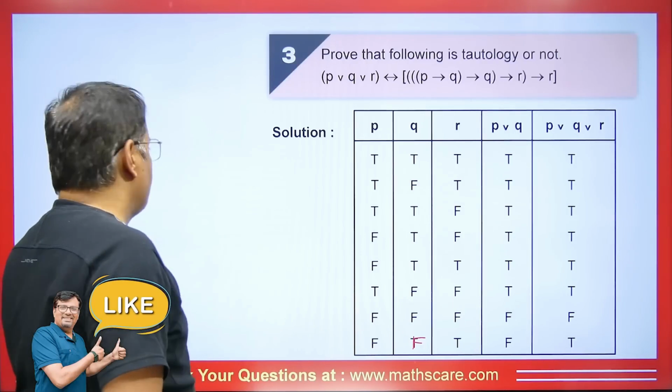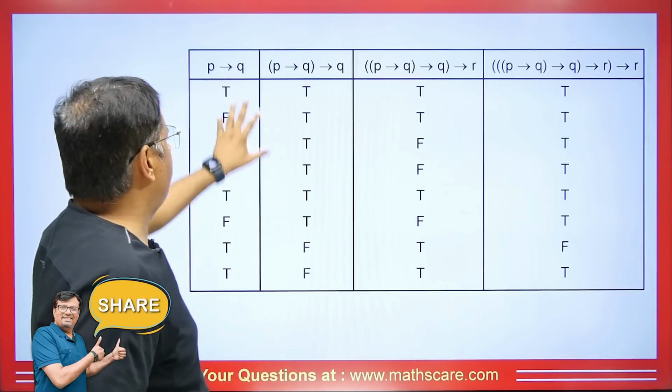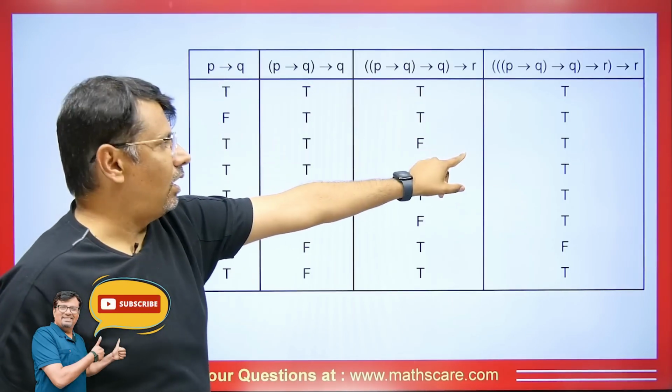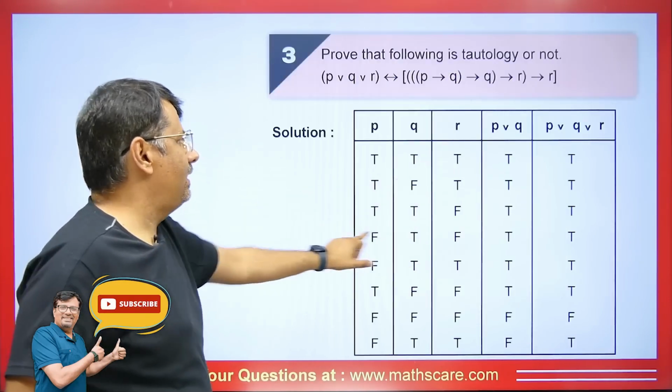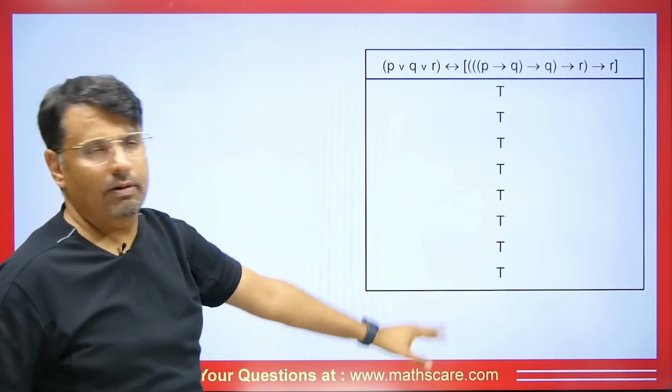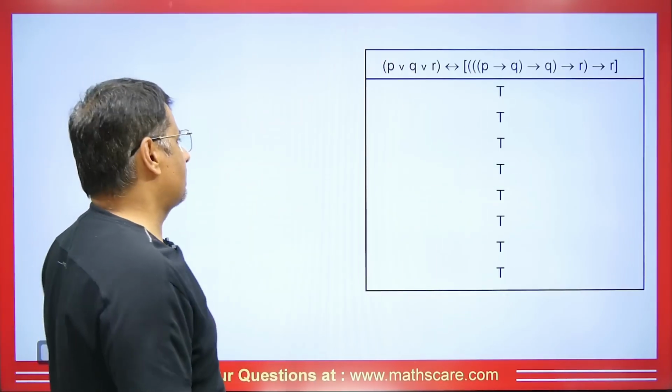False, false, true, so this will be according to that. We made the first table here, then we made the whole table. This is its output and this is its output. Between these two, I solved the final value. So we have a tautology here, right? This is how you can understand.